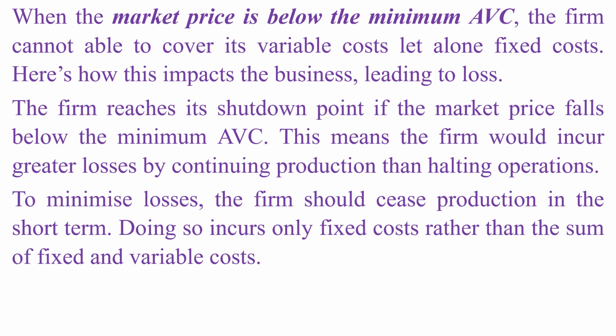When the market price is below the minimum AVC, the firm cannot cover its variable costs, let alone fixed costs. Here's how this impacts the business, leading to loss. The firm reaches its shutdown point if the market price falls below the minimum AVC. This means the firm would incur greater losses by continuing production than halting operations. To minimize losses, the firm should cease production in the short term. Doing so incurs only fixed costs rather than the sum of fixed and variable costs.